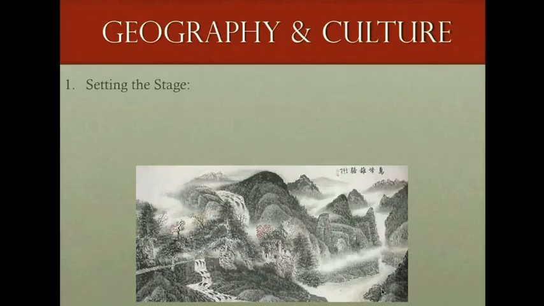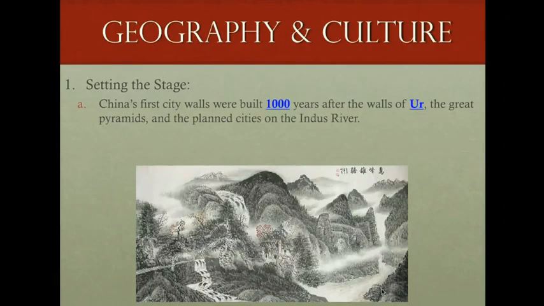So let's set the stage here. China's first city walls were built 1,000 years after the walls of Ur, the Great Pyramids, and the planned cities on the Indus River. So if we're going to look at kind of an order of how these civilizations come about, China's the next one on our list.